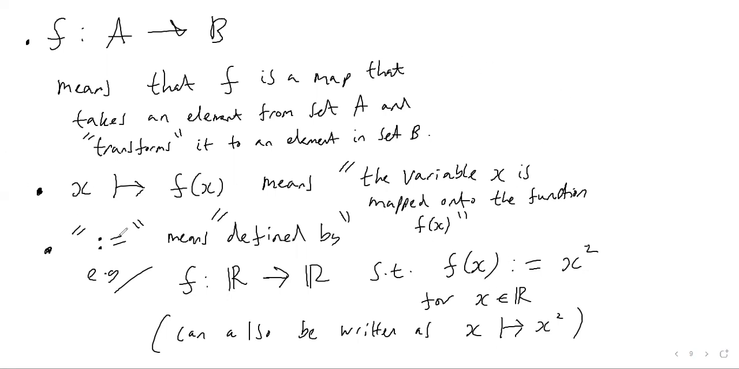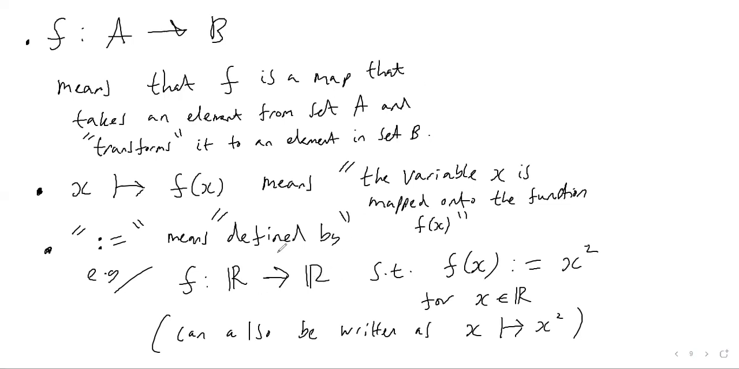This colon with an equal sign next to it just means defined by. So if you've got a function like this one here, you can define it in the following way. For example, you could say that f of x is defined by x squared. And in this example, again, we've got f, which is a map which takes real numbers to real numbers. So when you put a real number inside this function f, it's going to get you out a real number. That's basically all that's saying there.